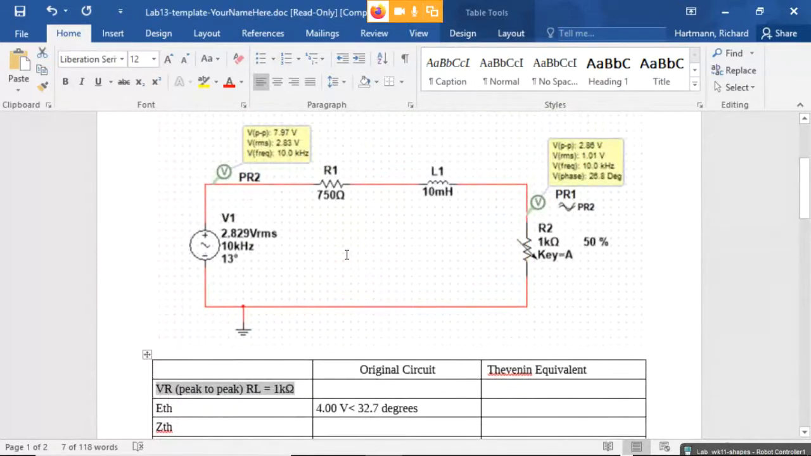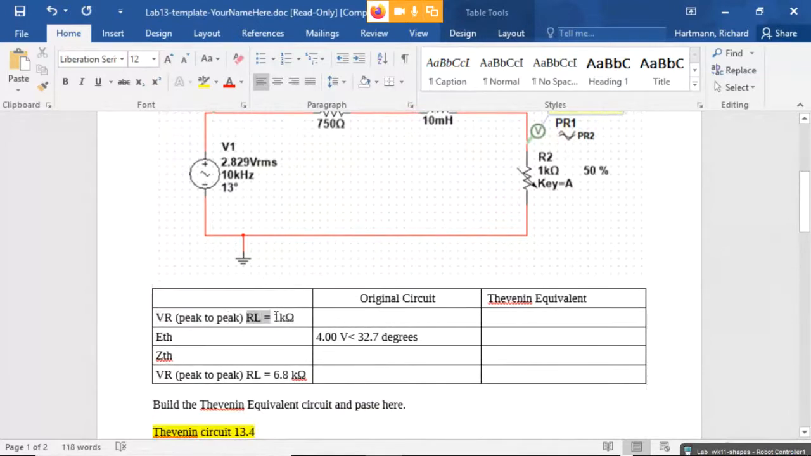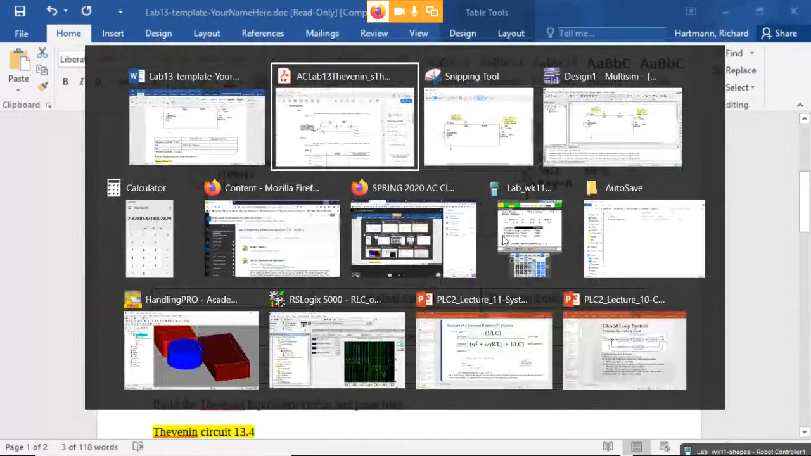And this isn't the original circuit, right? I didn't finish the whole thing. I just threw some values in here. But in the original circuit, you're going to set the load resistor, which is this guy over here, to 1K. And then in the Thevenin circuit, find out what is the voltage across that resistor, and then do it for the 6.8K. So you just go back to that circuit.